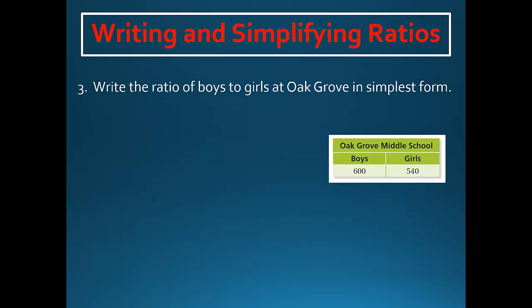Now let's look at writing and simplifying ratios. So for number 3, we're going to write the ratio of boys to girls at Oak Grove in simplest form. So if we look at our table, we'll see that the number of boys is 600, and the number of girls is 540. If we want to write the ratio of boys to girls, boys would be first, so we need to write our 600 first. And then we can write the number of girls. We'll go ahead and write this ratio as a fraction because we want to simplify it. So we'll go ahead and write the number of girls, which is 540.